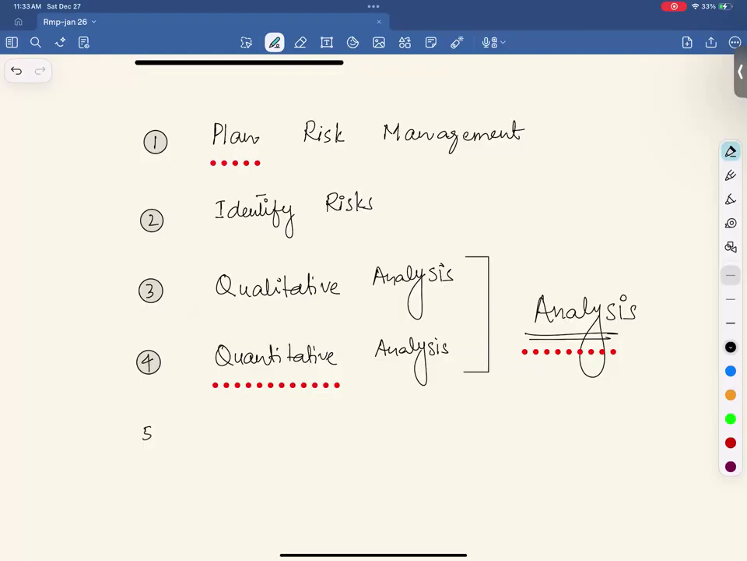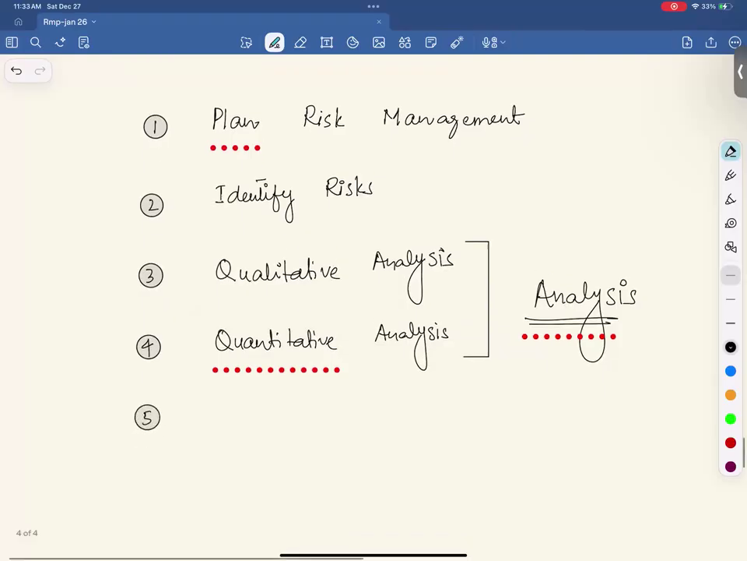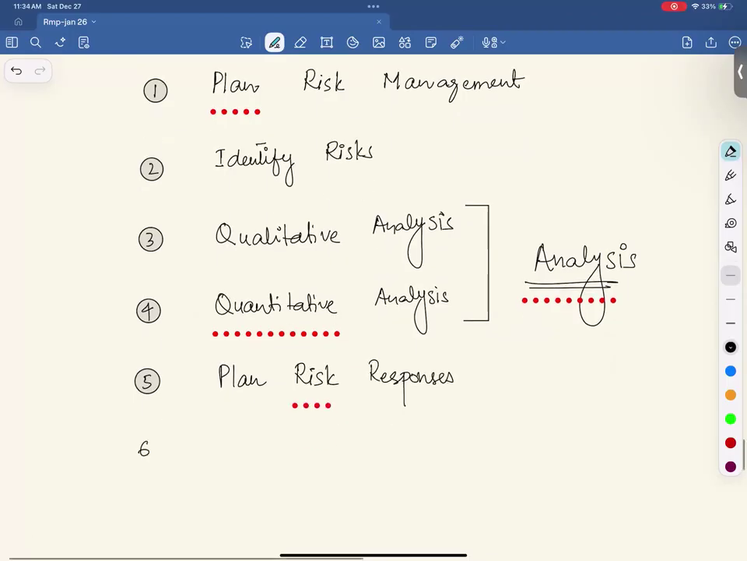Then the fifth one. What is the fifth one, anyone, please? Plan risk responses. Perfect. Then what is the sixth one? Implement risk responses.